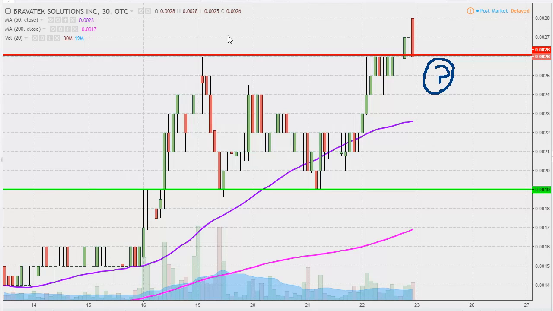Perfect example right here. Here was a break of 0026, but it was not a true break because sure, that first part was accomplished. The price broke up above it. But when it came to maintaining up above it, well, then you can see there was no maintaining. The price fell back below it. So therefore, 0026 remained that area of resistance. Same thing right now. Is this a true break?